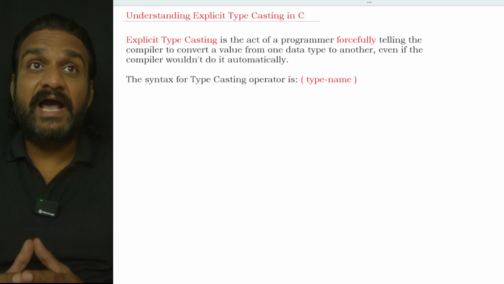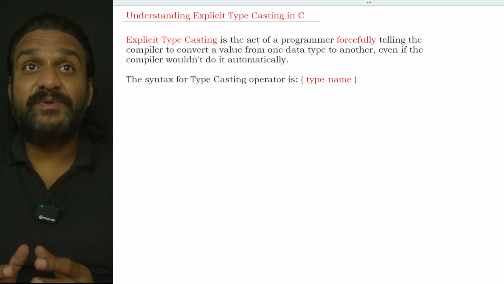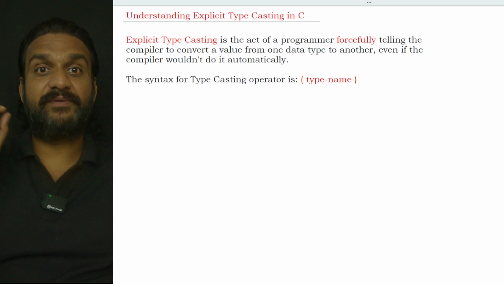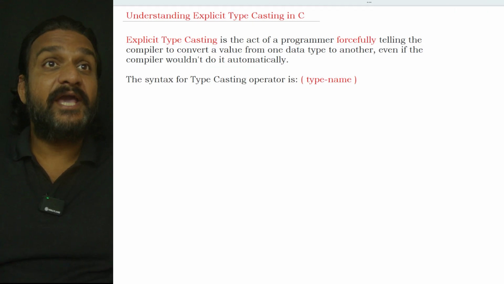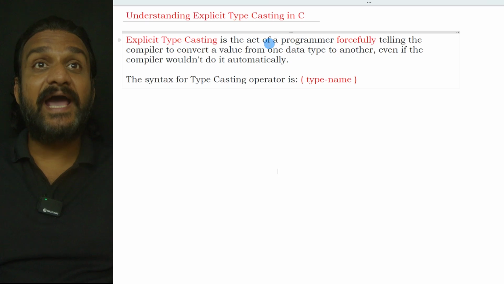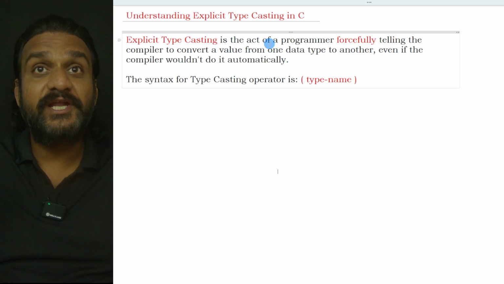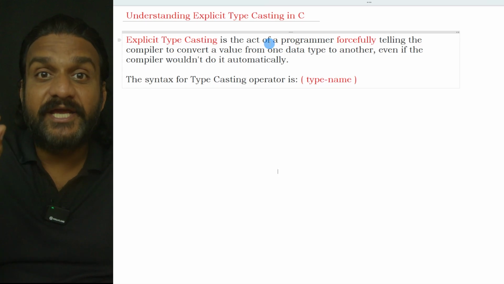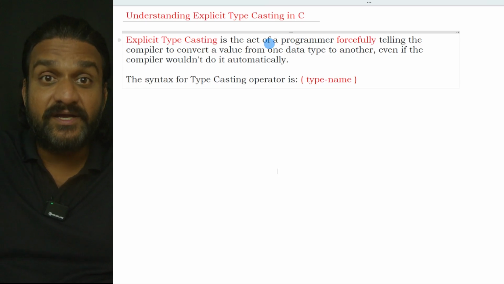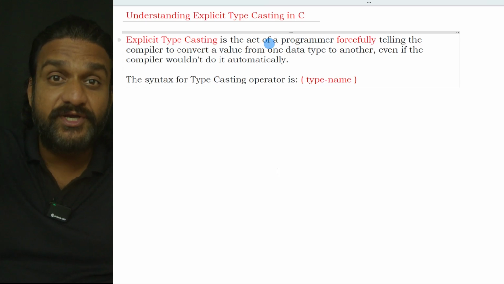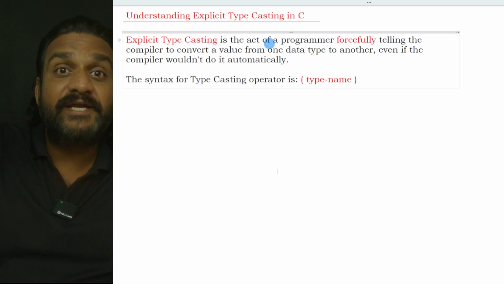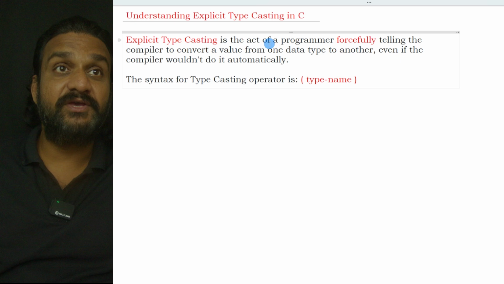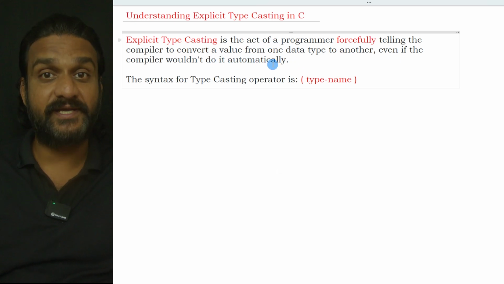In this class, we will have an understanding of explicit typecasting in the C programming language. So what is meant by explicit typecasting? Explicit typecasting is an act of a programmer forcefully telling the compiler to convert a value from one data type to another type, even if the compiler wouldn't do it automatically.